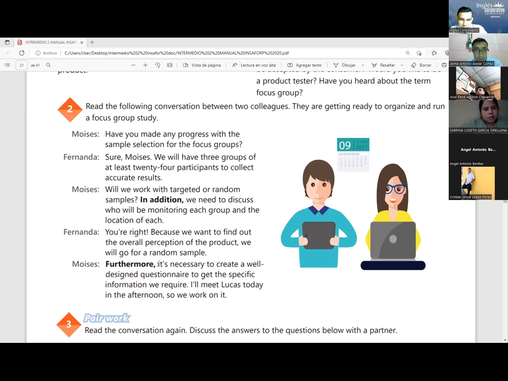Accurate. Accurate, con precisión, precisión. In this case, it is an adjective. Which one, miss? Accurate results. Accurate results. Resultados reales, precisos, exactos. Okay. Accurate. Okay, another word would you like to know?